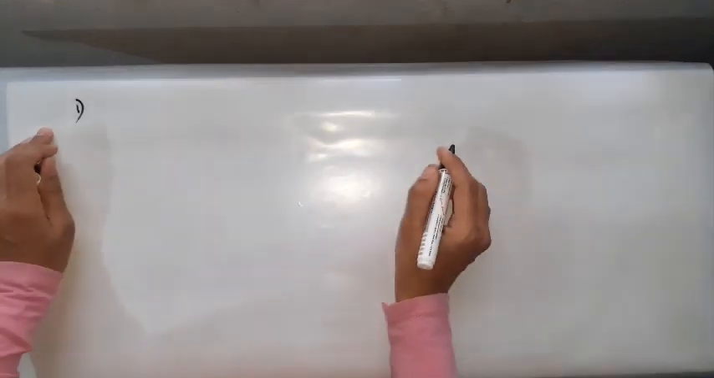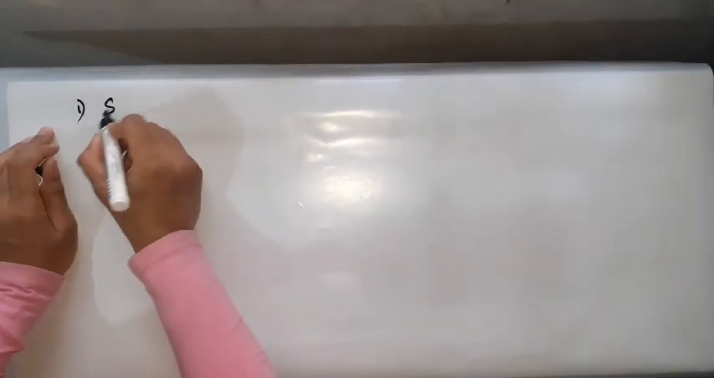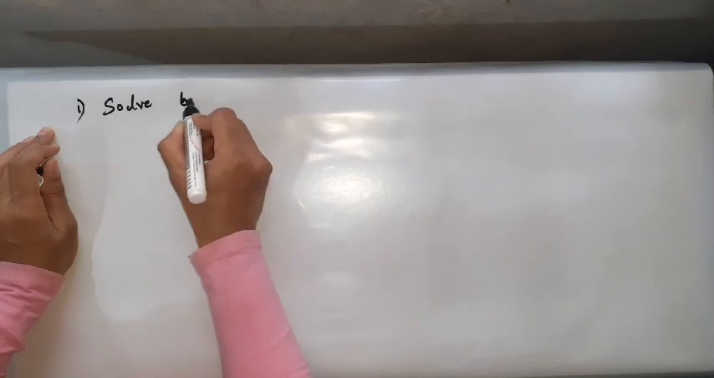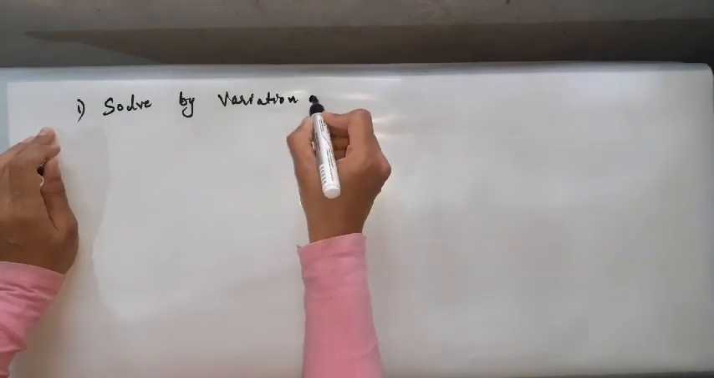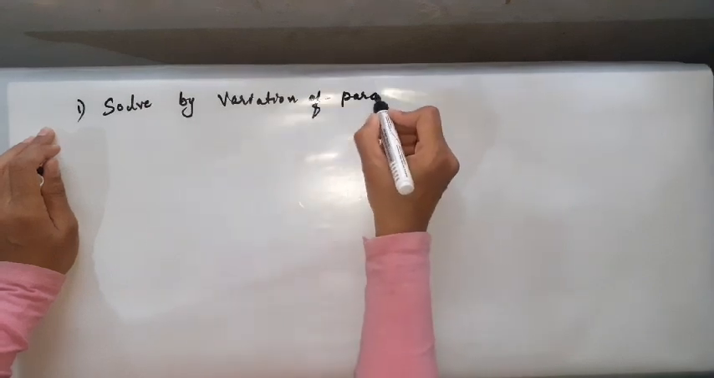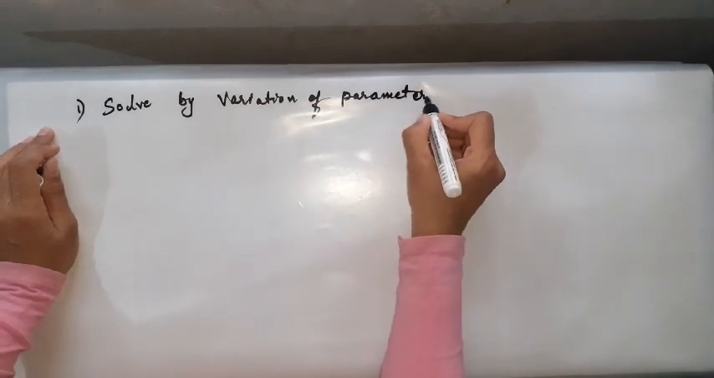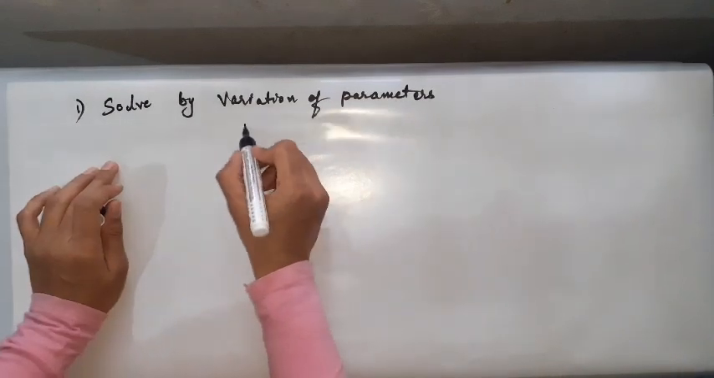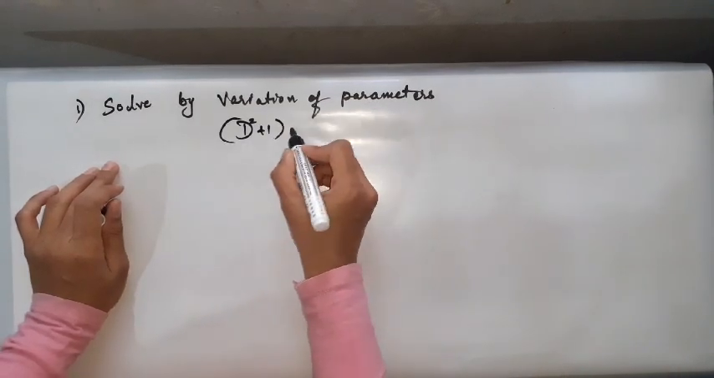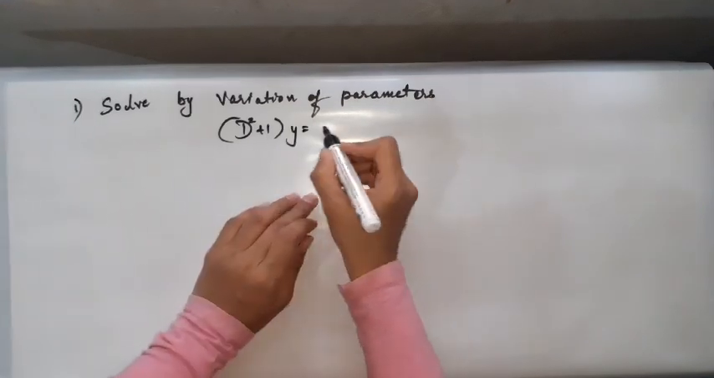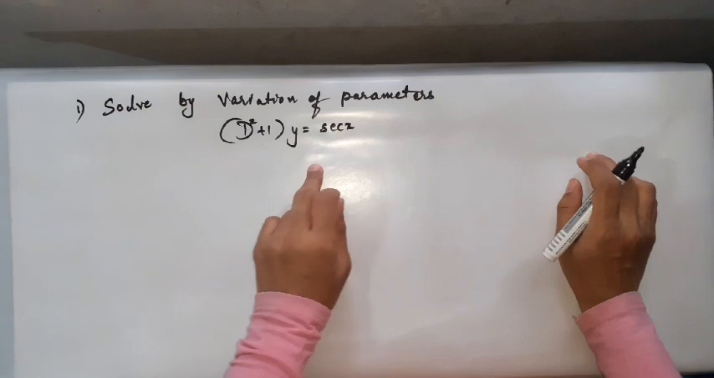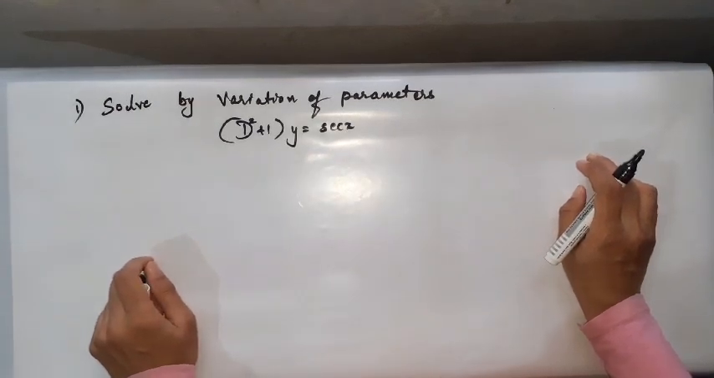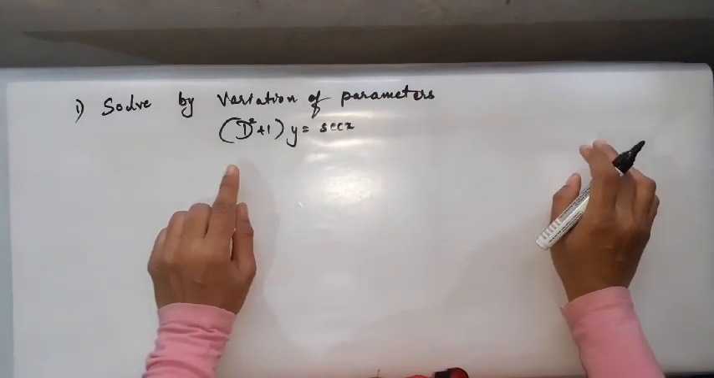Here it is, problem 1 on variation of parameters. Solve by variation of parameters. The equation is (D square plus 1) of y is equal to secant x. (D square plus 1) of y is equal to secant x. So we are going to solve this by variation of parameters.